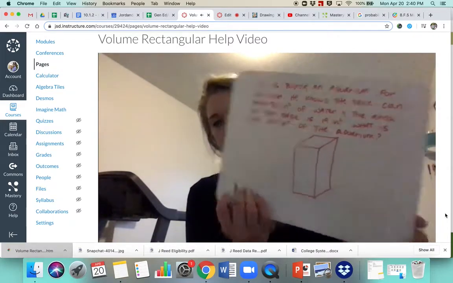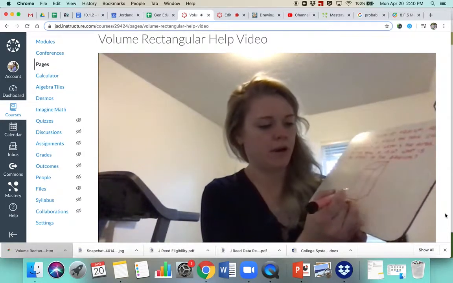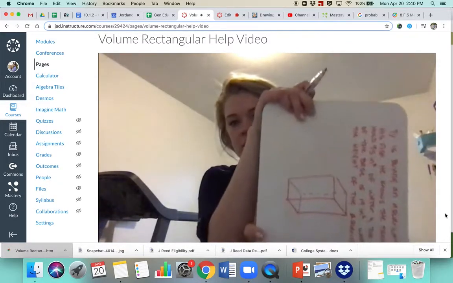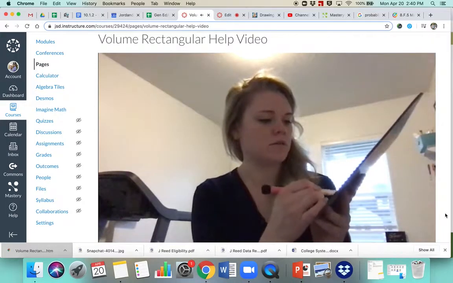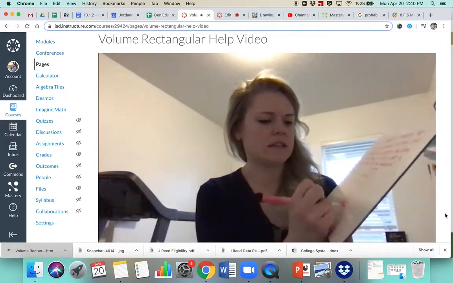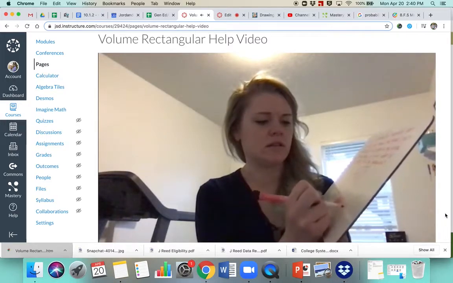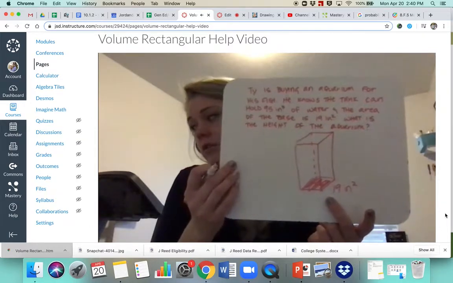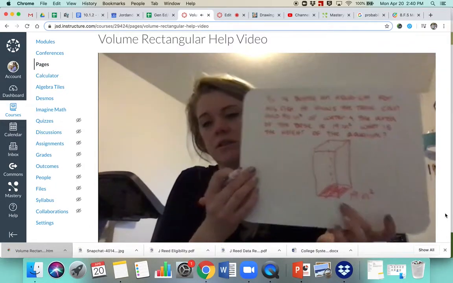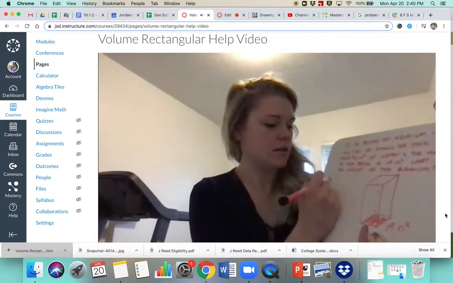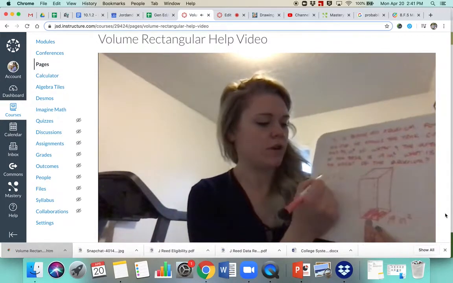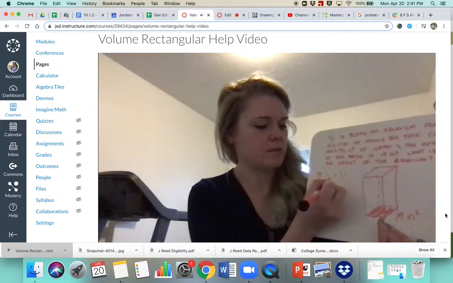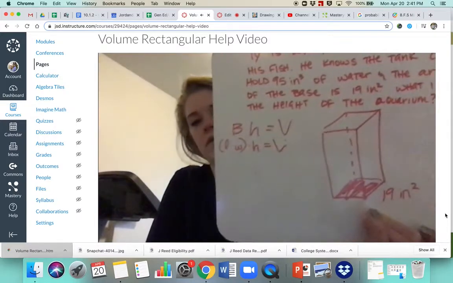So here's my aquarium. My base is 19 inches squared. That means the bottom part, I like calling the bottom the base. It doesn't always have to be the bottom part. Like I said last time, it could be the side. So the base is 19 inches squared. I don't need to know the length. I do not need to know the width. I just need to know that the base is 19 inches squared, because it's base times the height, which equals the volume, because the base is the length and the width. And length times width times height equals volume.